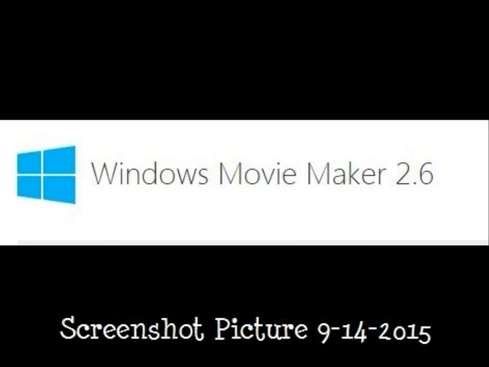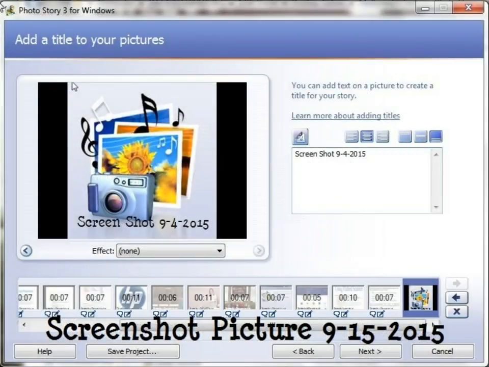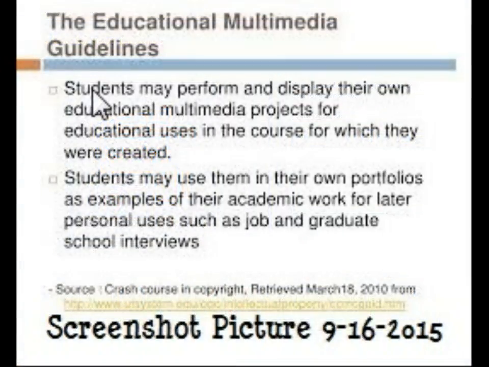On September 14th, we learned how to use Windows Movie Maker. On September 15th, I was gone to a yearbook workshop, but the class used the time for work time to work on their photo stories and digital journals. On September 16th, half of the class, including me, was gone for Husker Harvest Days, but they took notes over fair use guidelines for the multimedia.